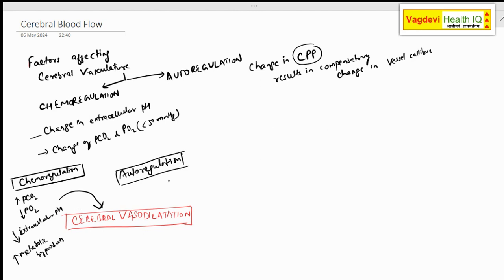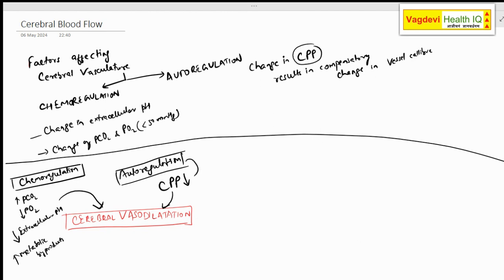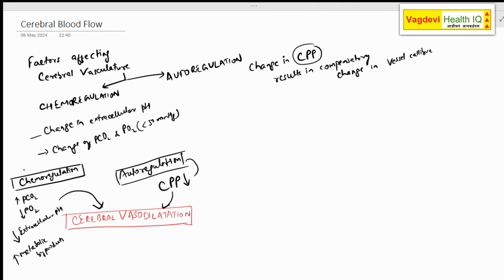Through CPP, but increase or decrease? Wonderful. Happy for you. CPP, decrease. That's how it's a vasodilatation. This is a case of autoregulation. You understood my point? This is how you should understand the science systematically.